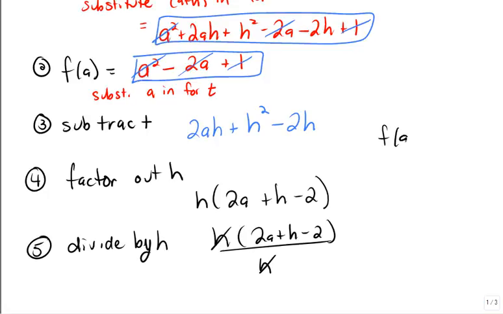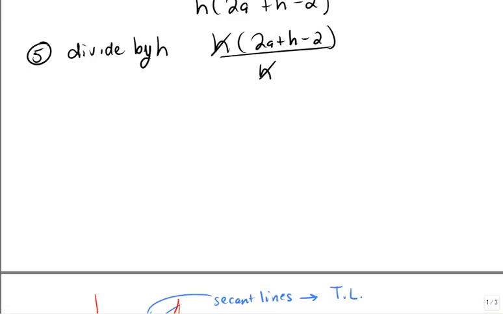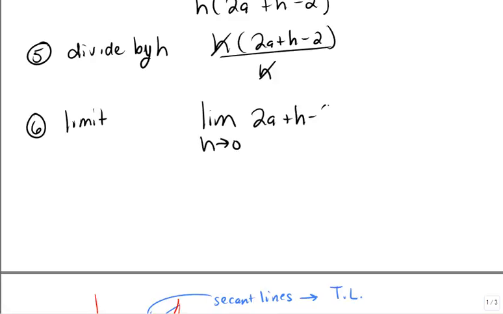Okay, remember the formula I'm using. So this is step 1. This is step 2. This is step 3. Step 4 is to factor out the h. Step 5 is to divide by h, and that should cancel. And step 6, take the limit. So let all your h's go to 0, and I get 2a minus 2. Again, that's the slope of the tangent line at a point, so at any point a.